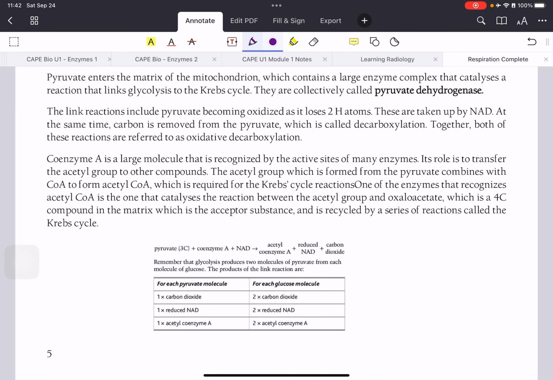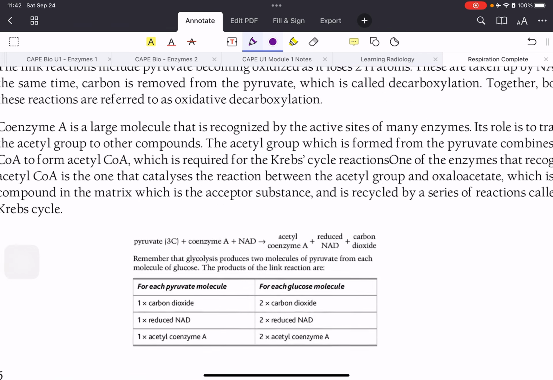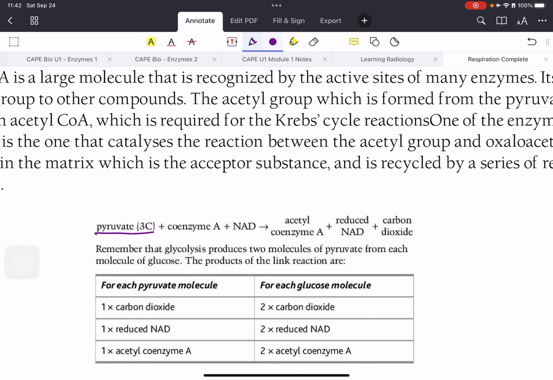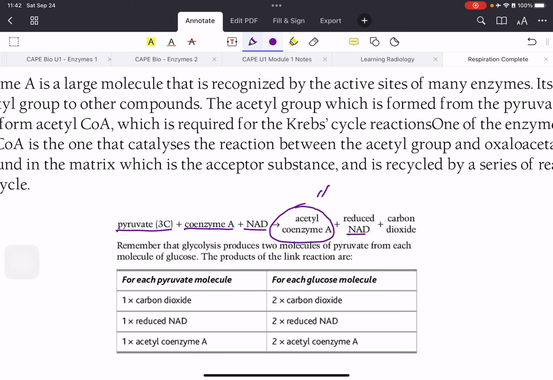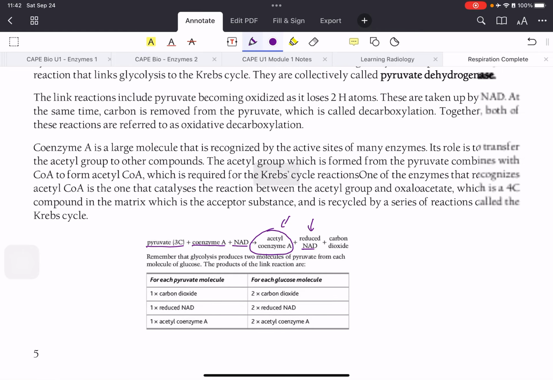Okay, so before the Krebs cycle can begin, pyruvate needs to be converted, right? So in the link reaction, you can see it here, pyruvate reacts with something called coenzyme A plus an NAD molecule to achieve this very important molecule, acetyl coenzyme A. Plus you get more reduced NAD and you get some carbon dioxide. Not very important here. The important things to note are the acetyl coenzyme A and the reduced NAD. So we got reduced NAD in glycolysis, and now we are getting more reduced NAD in the link reaction.